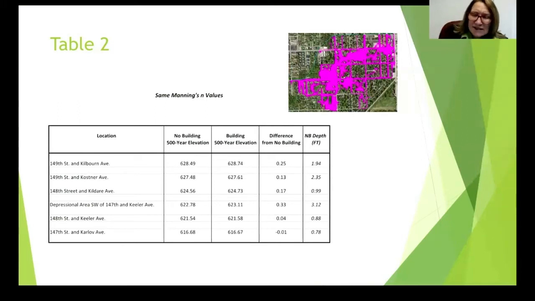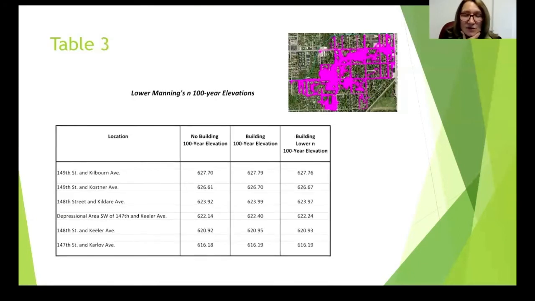So there really wasn't a lot of differences we were seeing by looking at the no building scenario. So we said, okay, what about the effect that Manning's n values have on the elevations here? And we did look at what happens if, for the building scenario, since we're already including buildings, we look at a lower n value. And boy, we just did not see much of differences.